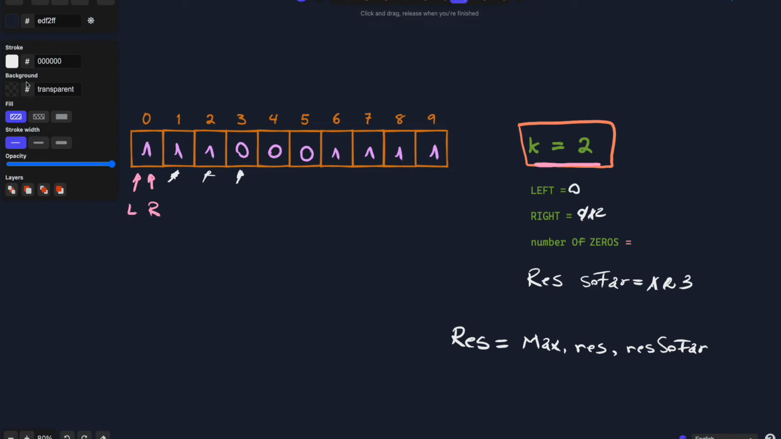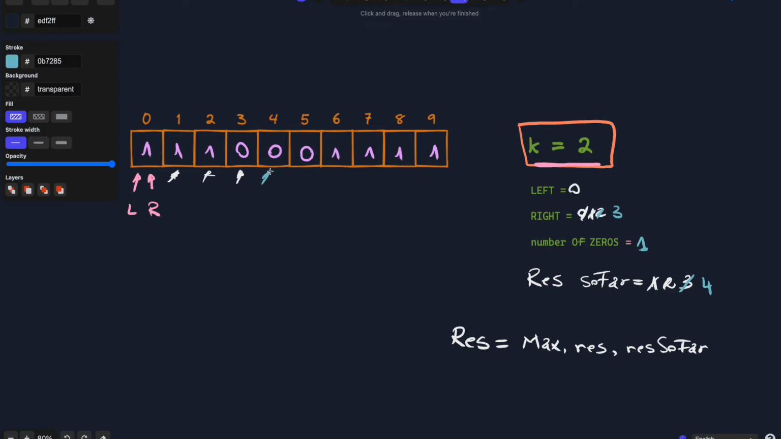Once we made it to this point, it's starting to become interesting because we have a 0. We found a 0. Now, are we allowed to have a 0? We are. We are allowed to actually have 2 zeros. So we're going to keep track of how many zeros we found. Right now we found 1, and we're going to consider this 0 as a 1. So we're going to keep going with our result. Our result right now is going to be equal to 4.